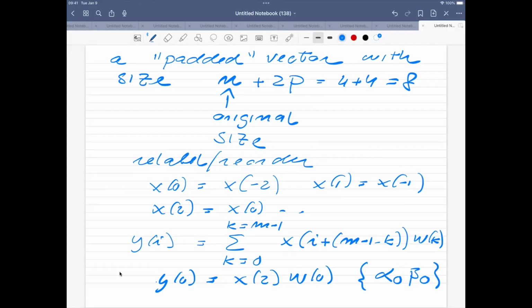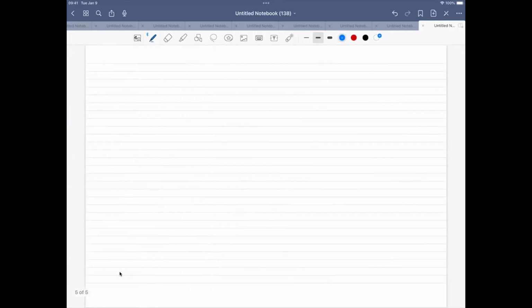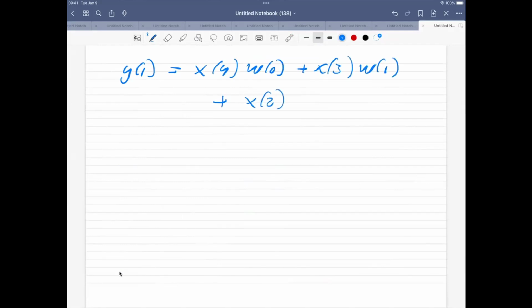And then we switched to the x and w's to stay more in line with the standard way of thinking of convolutional expressions. And then we get a new term, which is a y1 here, which is then given by x4 times w0 plus x3 times w1 plus an x2 multiplied with a w2 here.